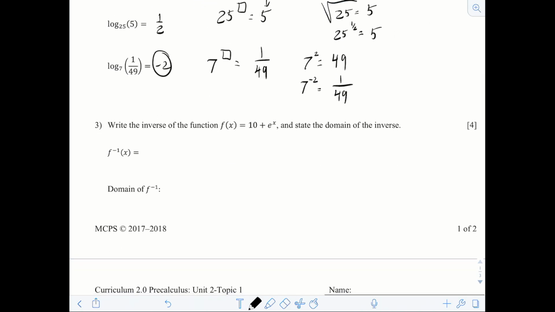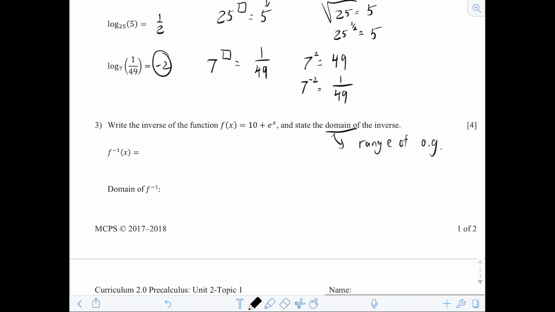Number 3, write the inverse of the function f of x is equal to 10 plus e to the x and state the domain of the inverse. Something to keep in mind: if we're talking about the domain of the inverse, that's really the range of the original.